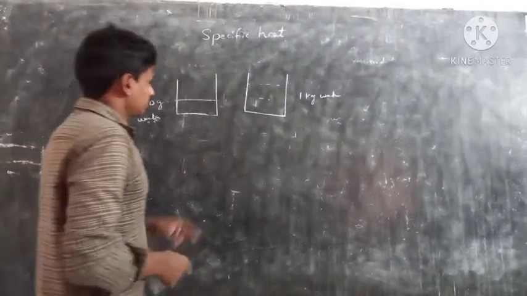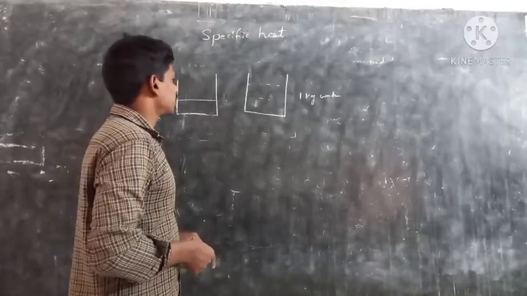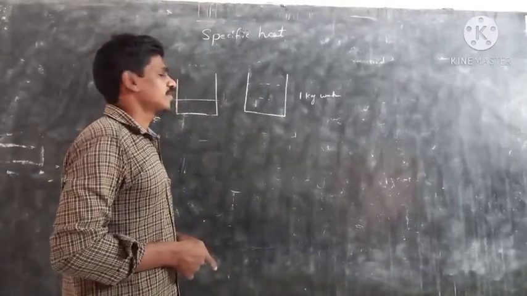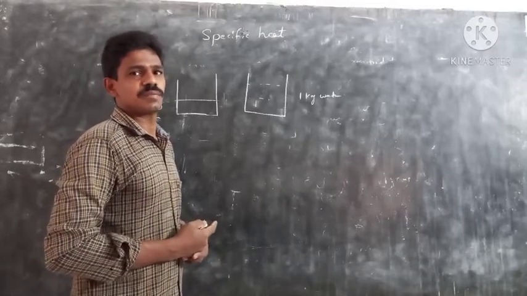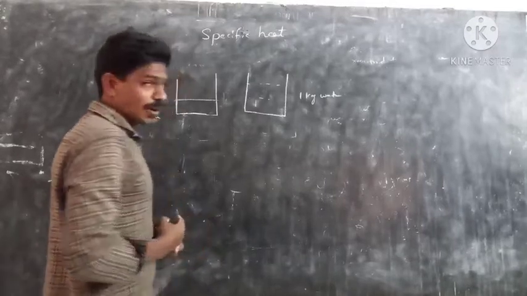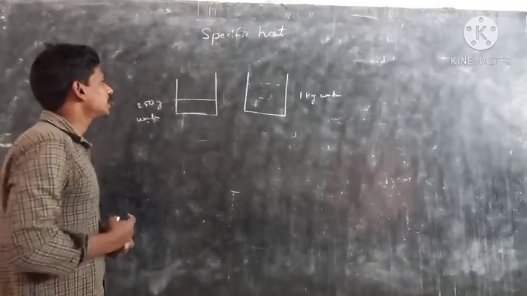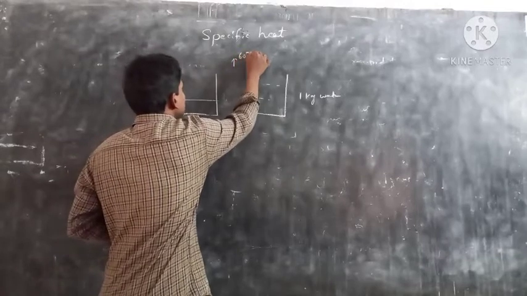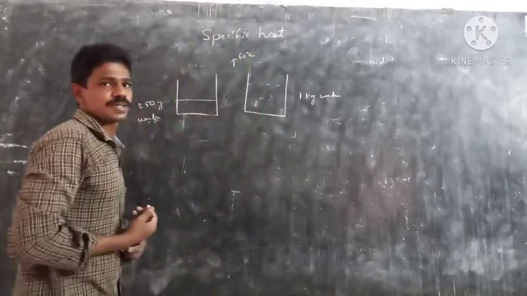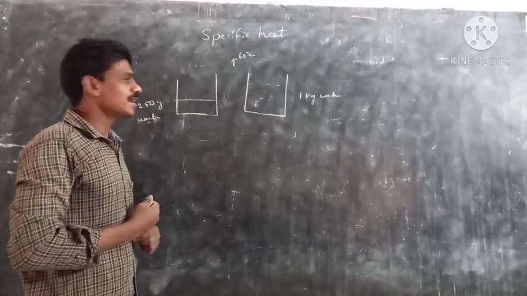And now note down the initial temperatures. The initial temperature should be the same because it is room temperature. And now heat both beakers till the temperature rises to 60 degrees centigrade in each beaker.